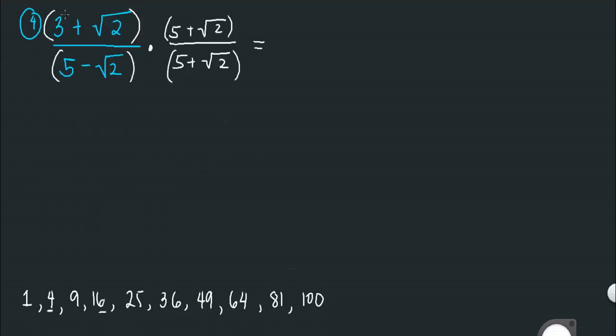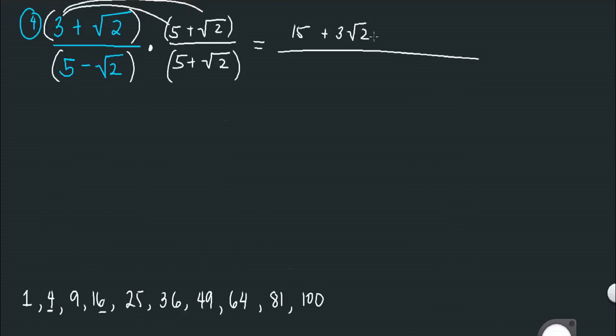So, for the first term, 3 times 5, that is 15. Okay? 3 times square root of 2, that is positive 3 square root of 2. Square root of 2 times 5, okay, 5 square root of 2. Square root of 2 times square root of 2. So we have positive 2. Okay, yes. Bakit naging positive 2? Square root of 2 times square root of 2, that is square root of 4. Square root of 4 is positive 2.